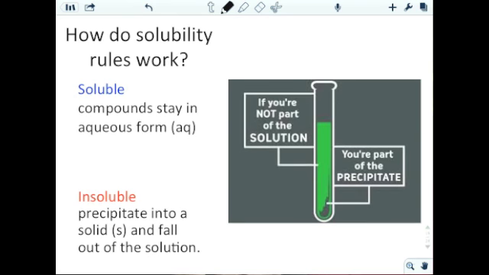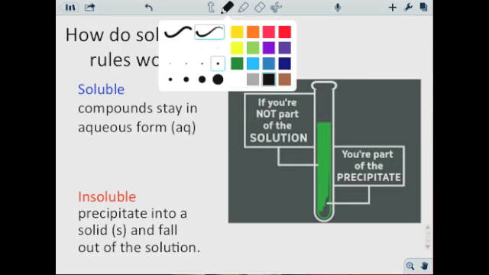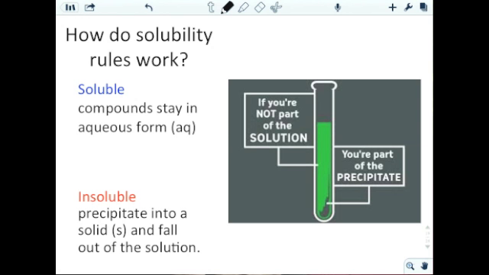So how do the solubility rules work? Soluble compounds stay in aqueous form. So basically, if something is soluble, it stays in its aqueous form. We don't see anything floating in the liquid. When it's insoluble, it precipitates out into a solid and falls out of solution. If it's insoluble, we see stuff floating around in the water.